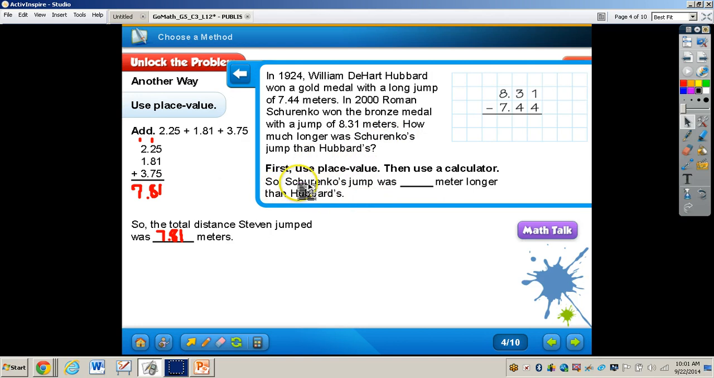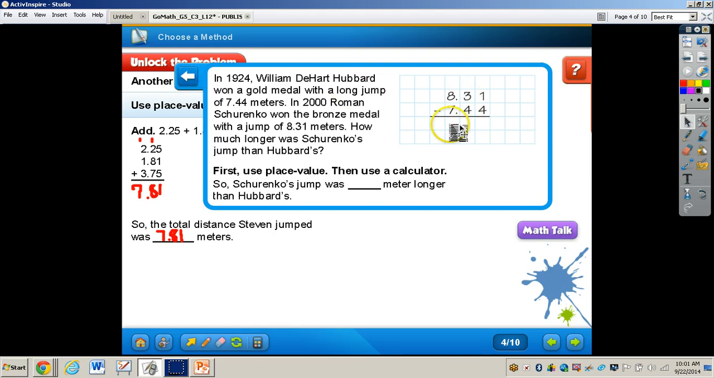How much longer was Roman's jump than Hubbard's? Okay, so what we can do is take a look at a problem like this, and we can do paper pencil. Okay, so we need to line up the place values, line up the decimals. Okay, now we need to subtract. But remember, whenever we are comparing two different things and trying to find the difference, that's going to be subtraction. Okay, so we cannot take 4 hundredths away from 1 hundredth. We need to regroup.